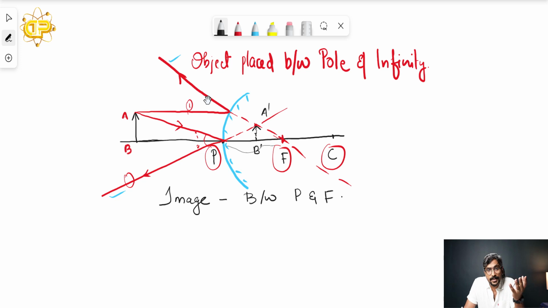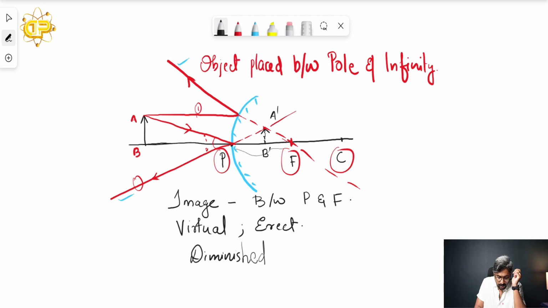Next, are they meeting in real? No, they are not meeting in real. They are meeting virtually. So you are getting a virtual image. All the virtual images are erect images. You can see clearly here. And the next thing is about the size. If you compare the object and image, you can see right here that the object is larger than the image. So the image is what? Smaller in size, or we can say it is diminished.